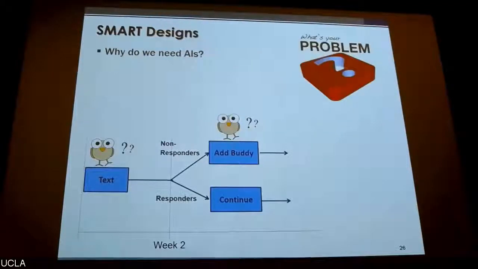So what's the problem? Again, I always have problems. The big problem is that in many cases, again, we have open scientific questions that can prevent us from developing a high-quality adaptive intervention.